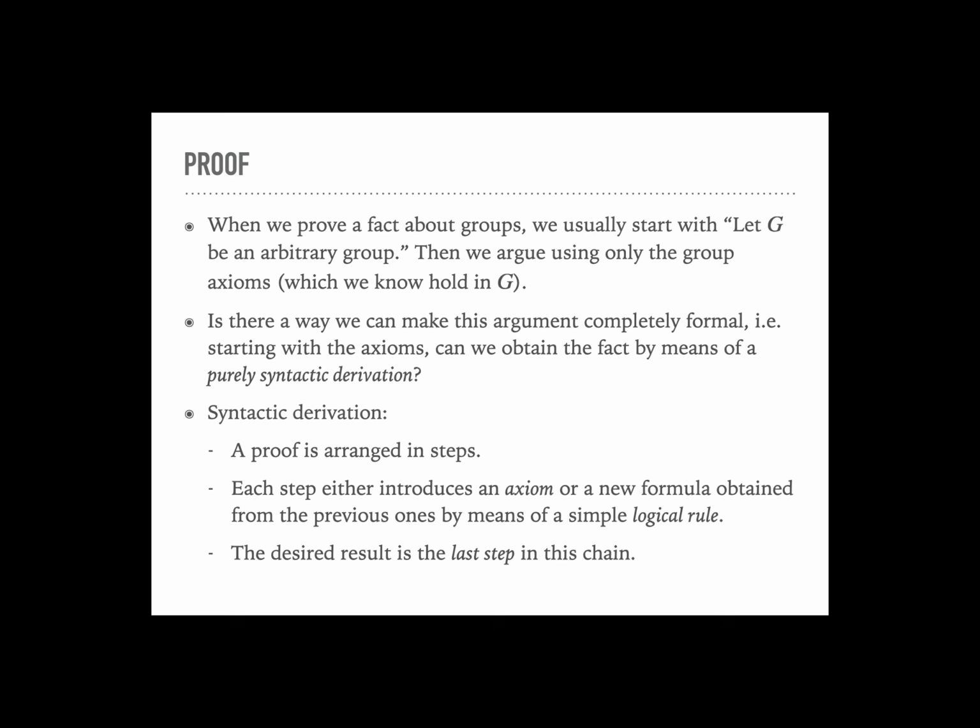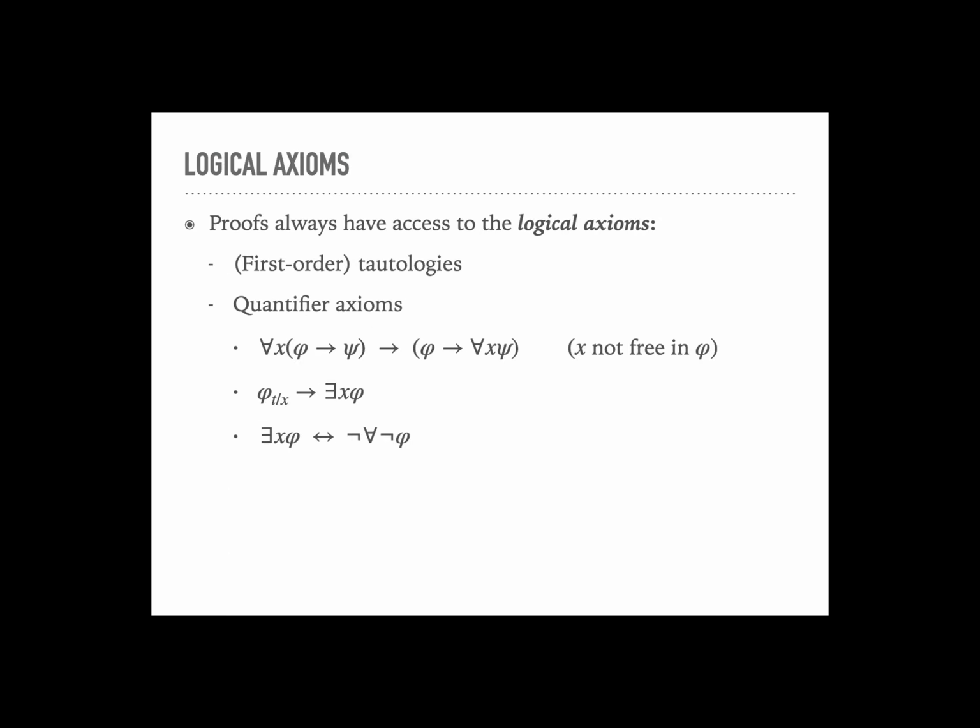And if each step is in this form, then we have obtained a formal proof of our result. So what are the axioms, besides the group axioms that we're working with, that we always have access to in a formal proof? Those are the so-called logical axioms, and they consist of three groups. The first group contains all first-order tautologies. So any formula of the form phi, for example, or not phi, will be accessible for us in a proof. That means we can use them as a step in our proof.